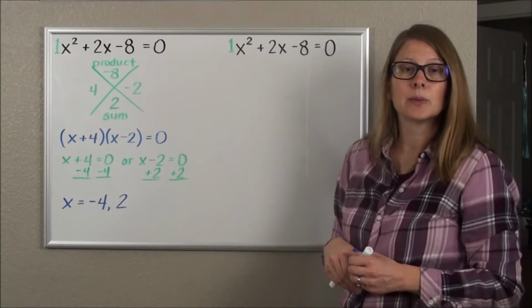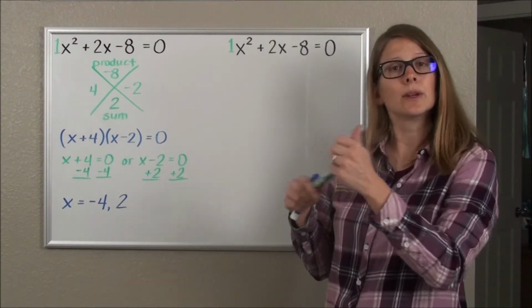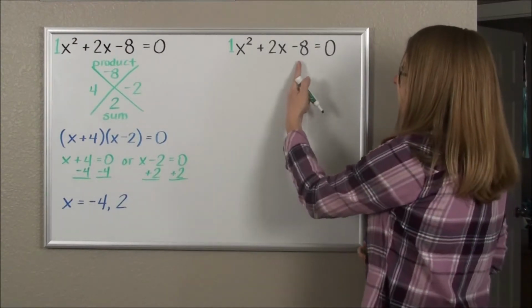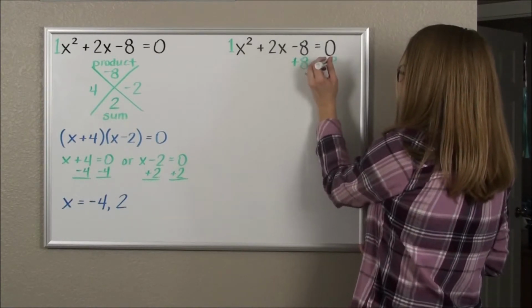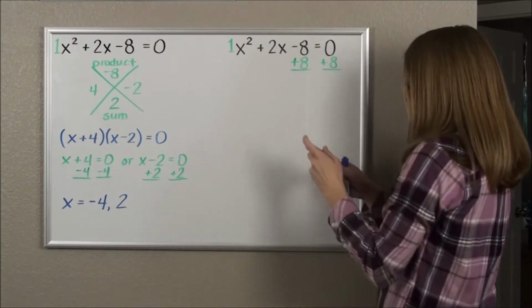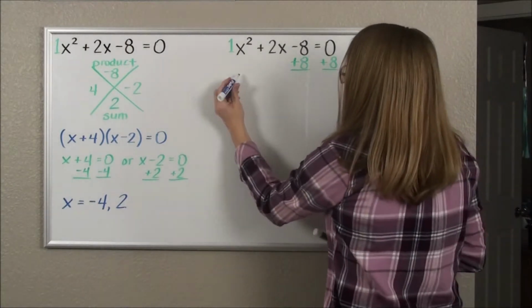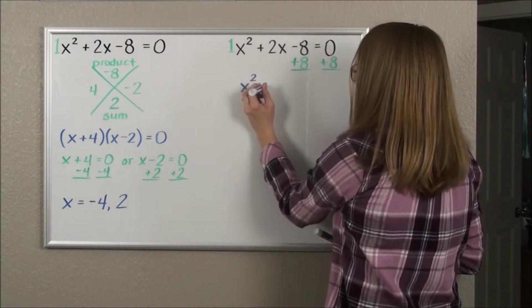Next thing we want to do is keep the letters on the left, but relocate the constant to the right. In this case, the 8, which was negative, will be added to both sides to relocate to the right. So that leaves me on the left with x squared plus 2x.